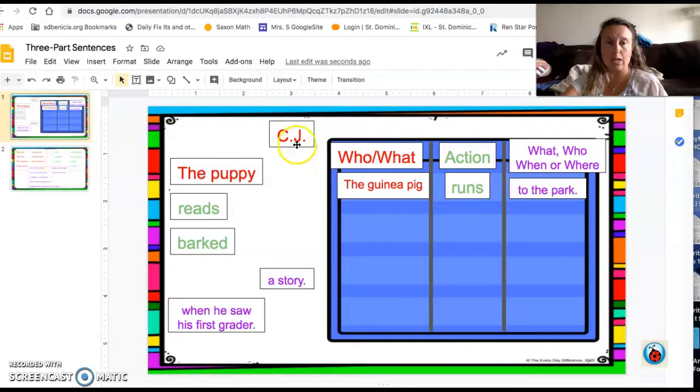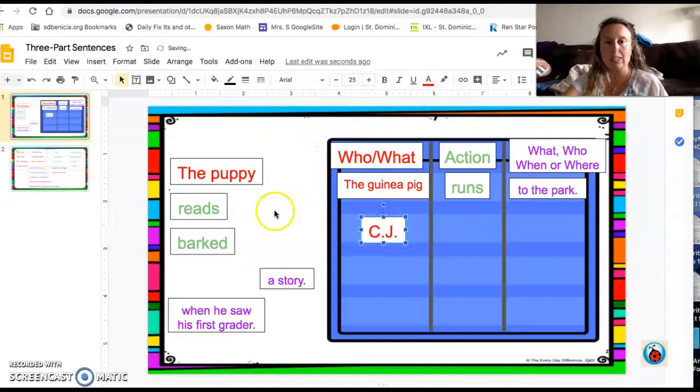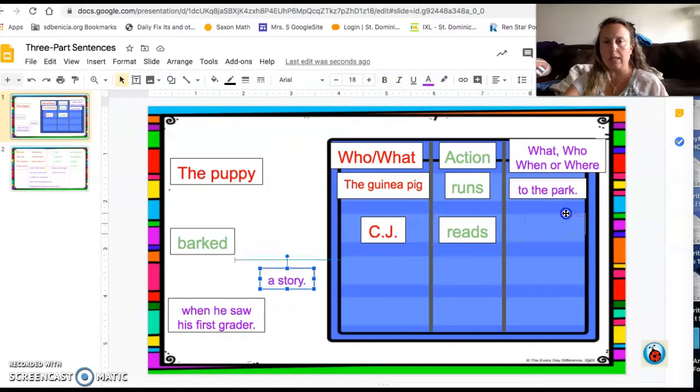Okay, let's do another one. Let's start with someone that you may know. This is someone's brother. This is CJ. CJ, well, he doesn't bark, but he does read. CJ reads. What does he read? When he saw his first grader, or he reads a story? Probably that one. Let's move it into our chart.